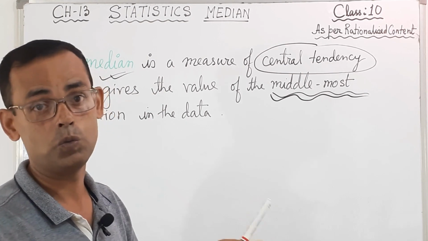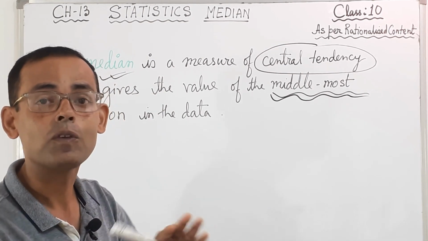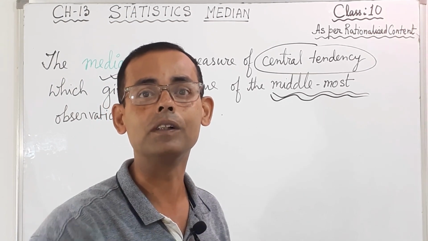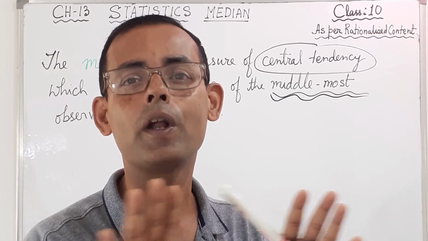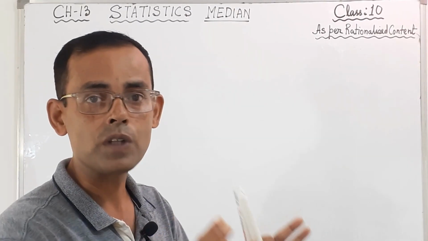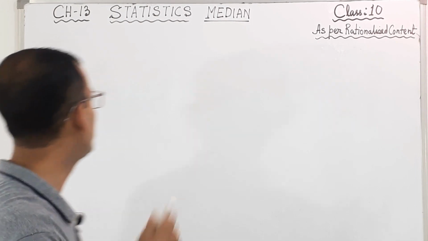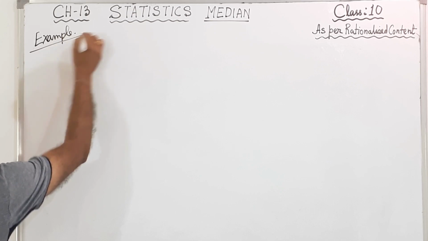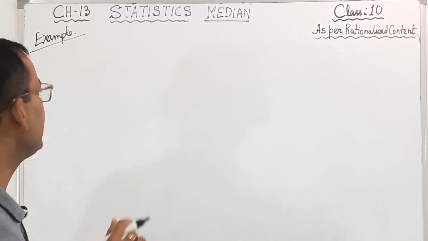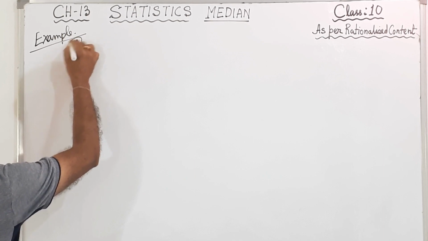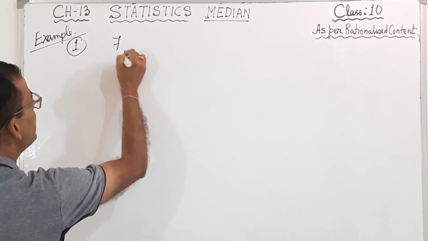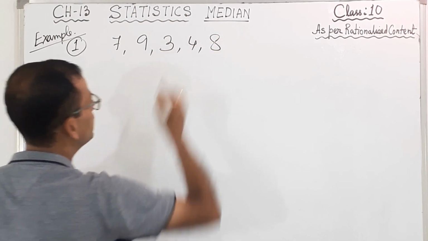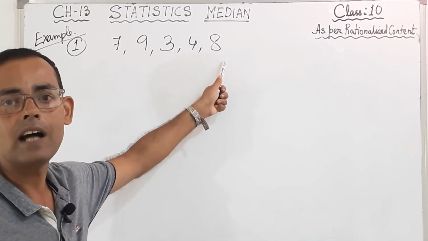Now we will understand this with the help of examples, and when we do it with an example, the concept will be clearer for everyone. Suppose I take one example, one sum. I will write one data. What is the data? I will take some numbers: 7, 9, 3, 4, 8. So these are the numbers.